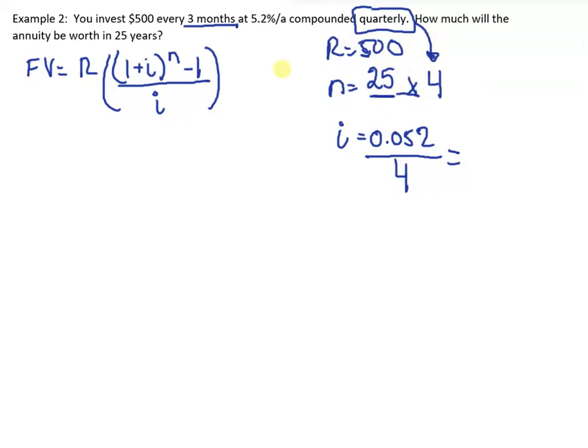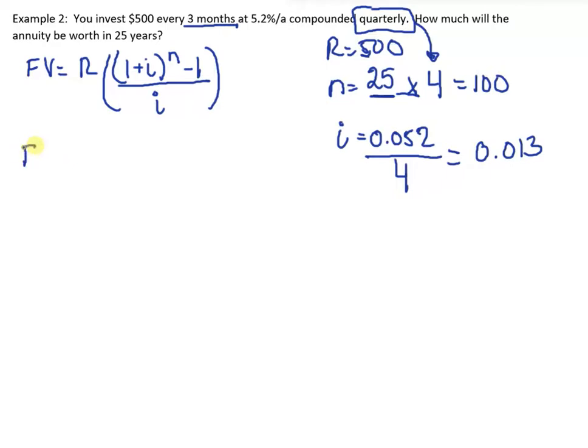And then how much will the annuity be worth in 25 years? So that's 25 times 4. So we get 100 for that. And when we have decimal 5.2 divided by 4, I get 0.013.